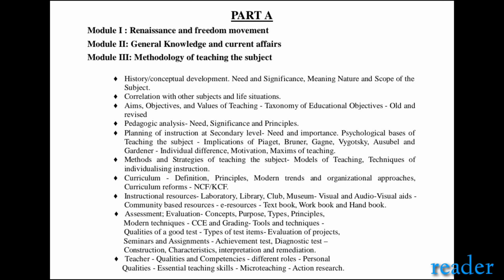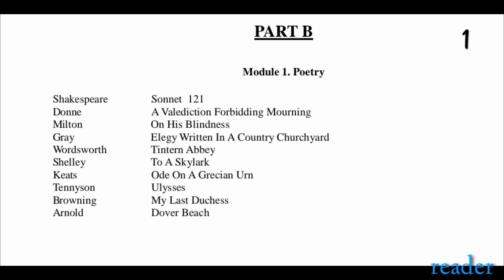Part A is of common or general, and Part B is our core course. In Part A, there are 3 modules. The first one is the Renaissance and Freedom Movement. The second one is GK and Current Affairs. And the third one is the methodology of teaching the subject. Then, in the Part B, we have 8 modules.